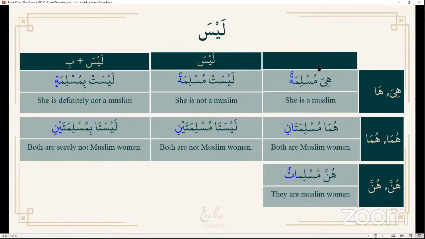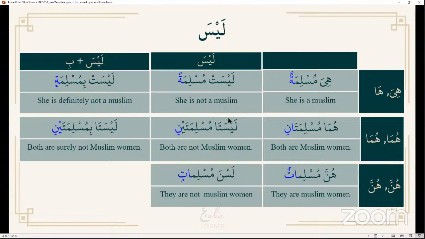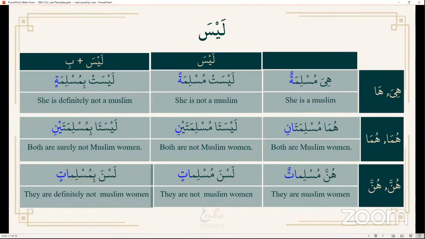Sister Nahida, you made a spelling mistake in the Laysa word. Lasna, mashallah. Lasna Muslimatin. And with Ba zaida? Lasna bi Muslimatin. Good.